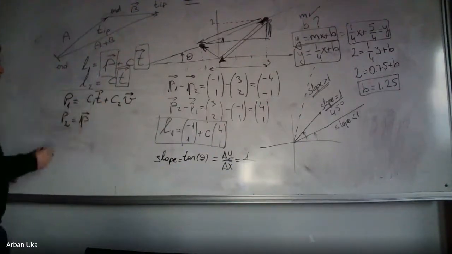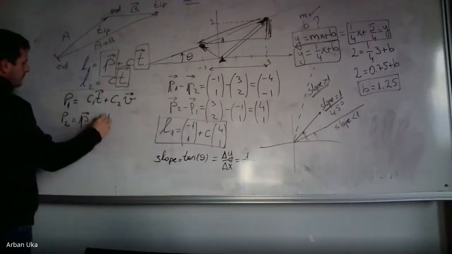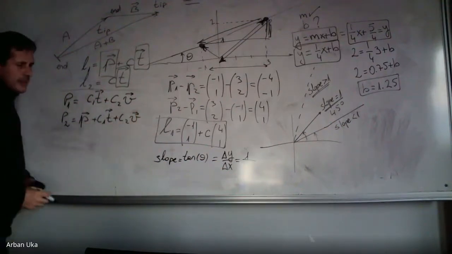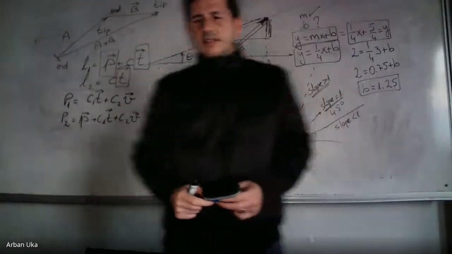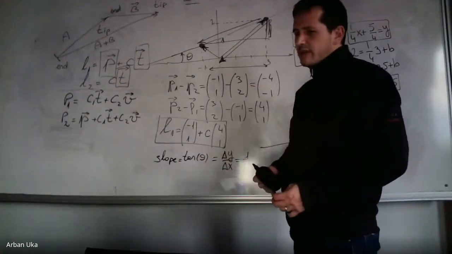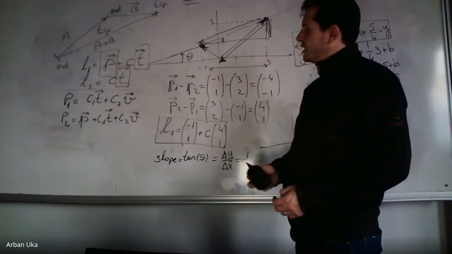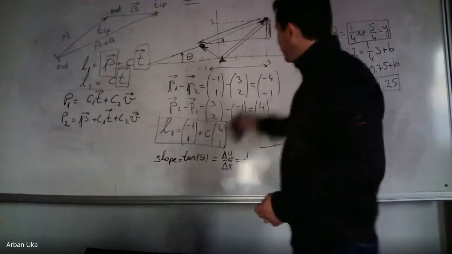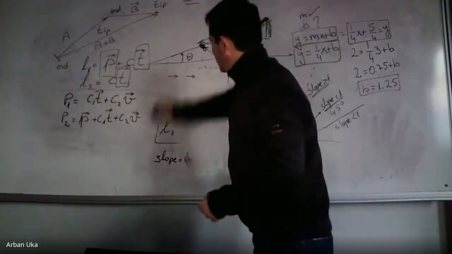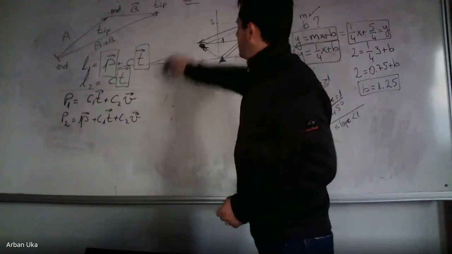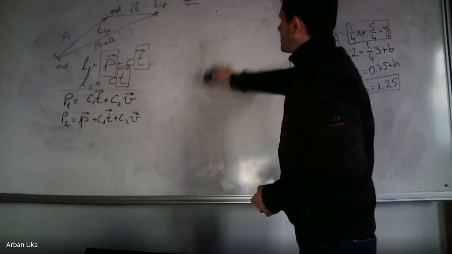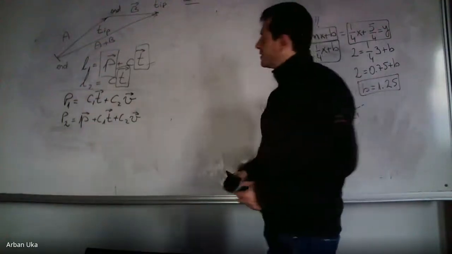Does the P1 include the origin? Yes, it does, because C1 and C2 can be 0, so they are in the possible domain to include that. But the second one does not include the 0 or the origin. So if we have the three, now we have a plane, and planes can separate the three-dimensional space in two equal halves, okay?